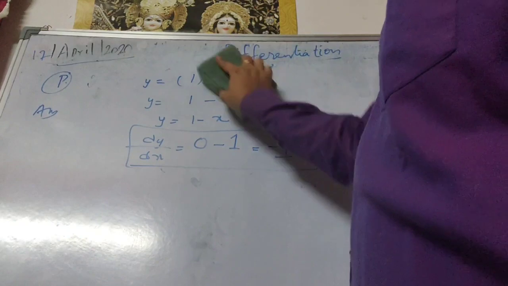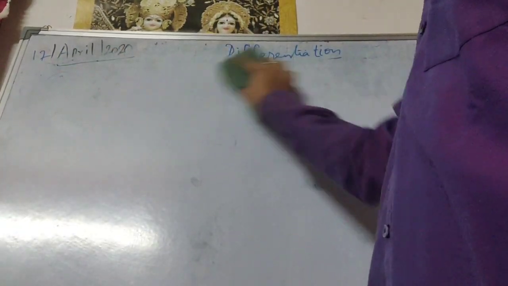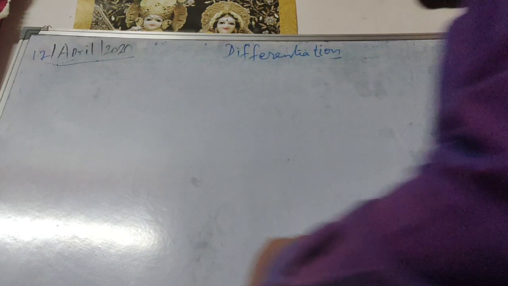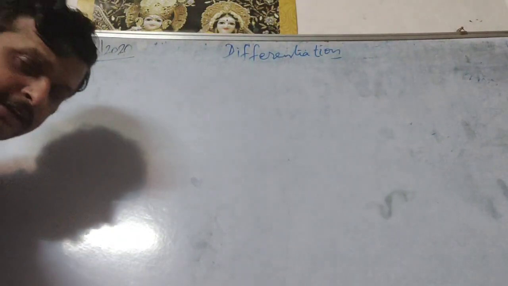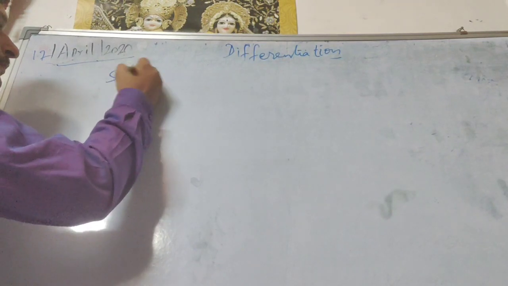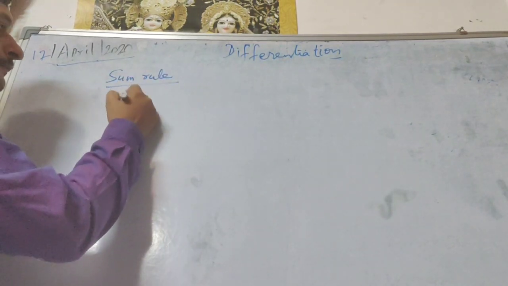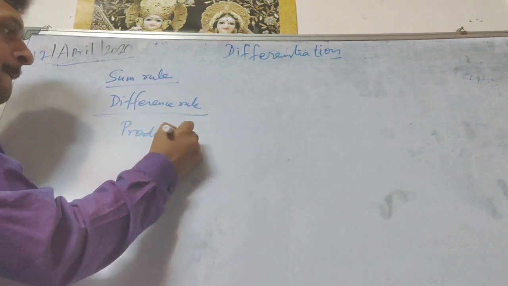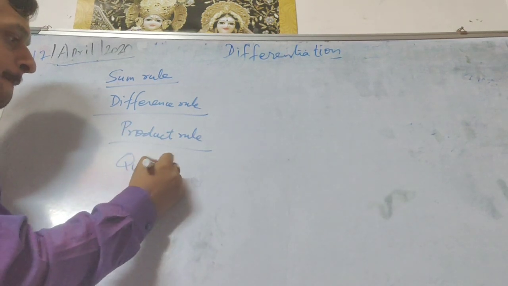Next we'll move on. We consider one more problem. That is sum rule. Before getting to the problem, I'll just explain you sum rule, difference rule, product rule, and quotient rule.